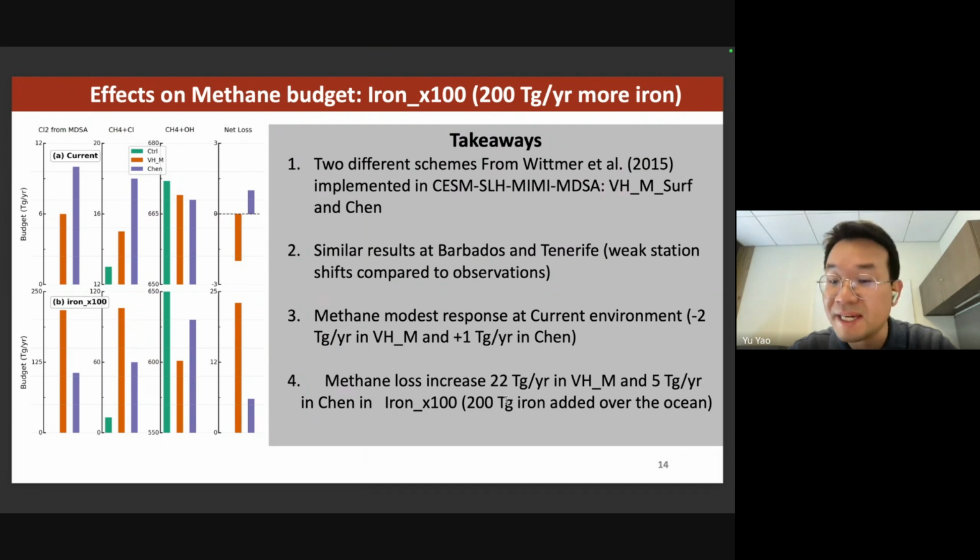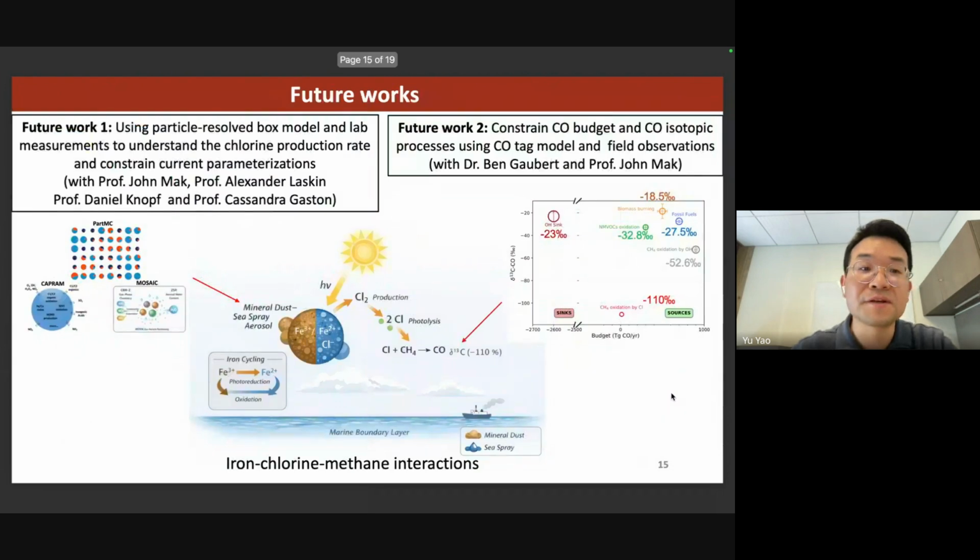But if we add the additional 200 teragrams of iron to the ocean, you can see a substantial increase in methane loss if using the Wittmer scheme. But if using the Tan scheme, the loss is much smaller, only 5 teragrams per year. And so for the future work, we have two main goals.